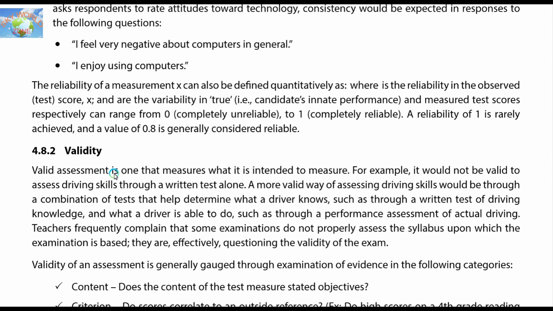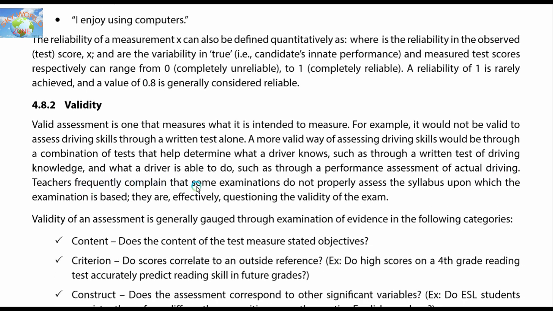A valid assessment is one that measures what it is intended to measure. For example, it would not be valid to assess driving skill through a written test alone. A more valid way of assessing driving skill would be through a combination of tests that helps determine what a driver knows, such as through a written test of driving knowledge, and what a driver is able to do, such as through a performance assessment of actual driving.